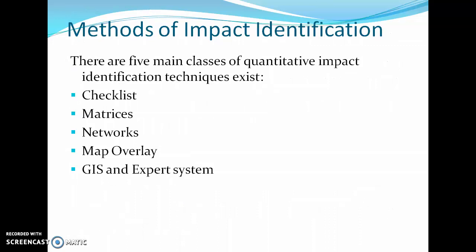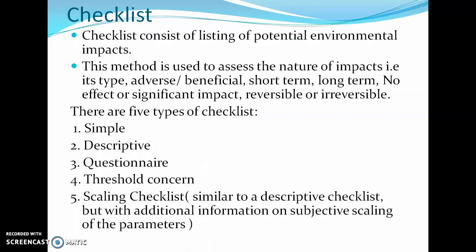So now the methods of impact identification are: first is checklist, second is matrices, third is networks, fourth is map overlay, and last is GIS and expert system. So these are the 5 methods which are used for impact identification of the various development activities, or impact of various development activities on environmental issues. Now let's see one by one.